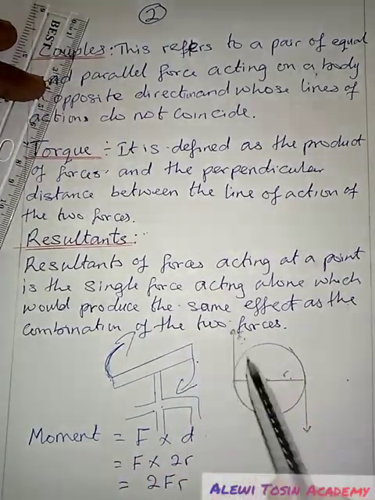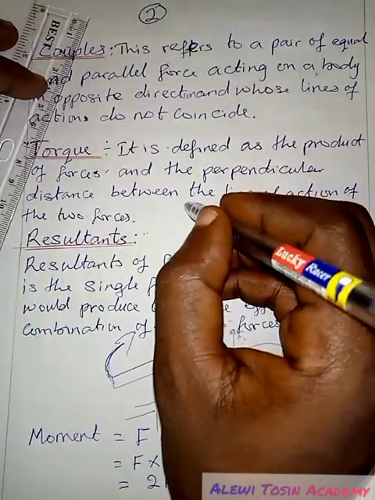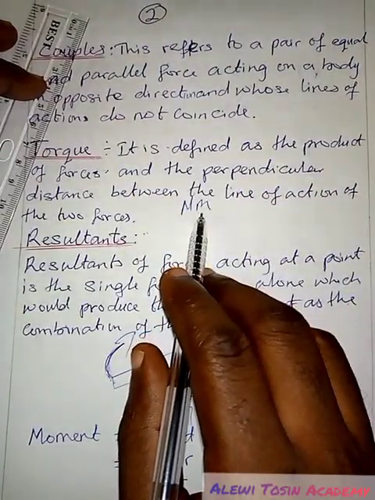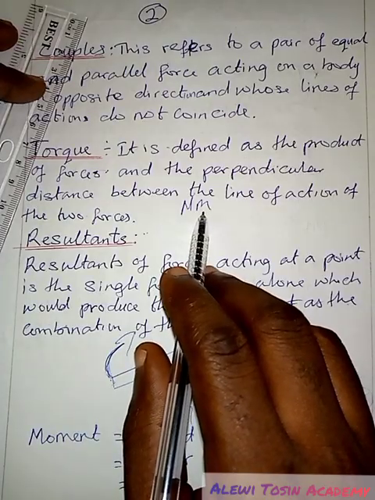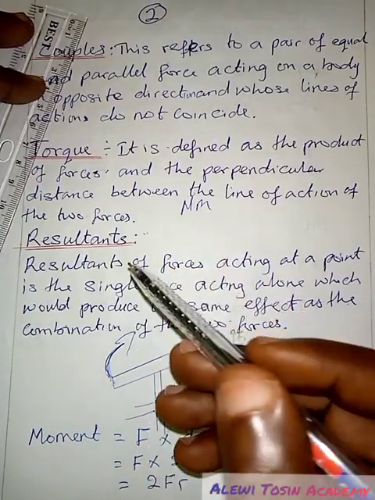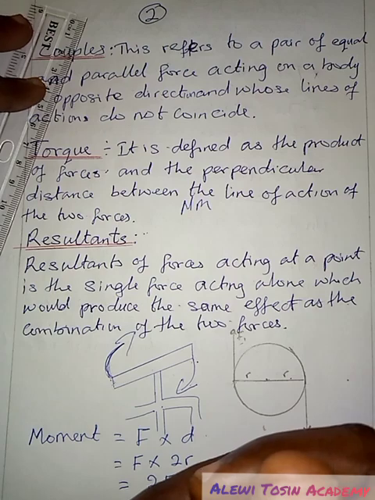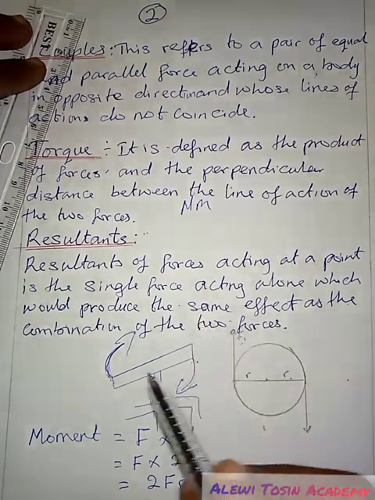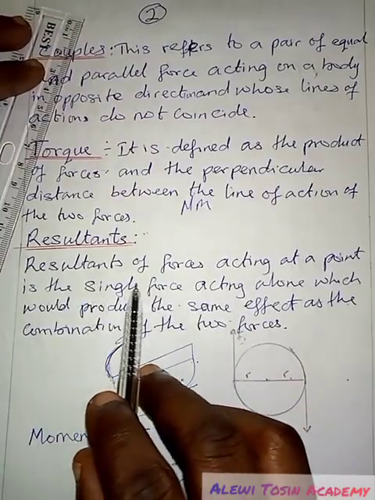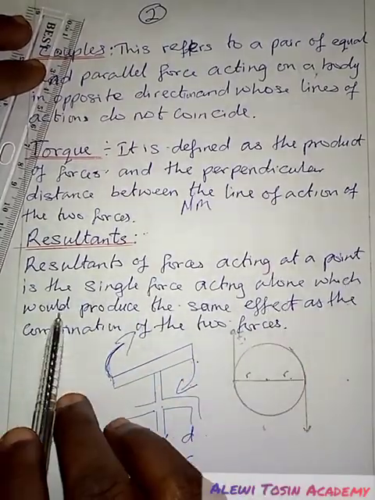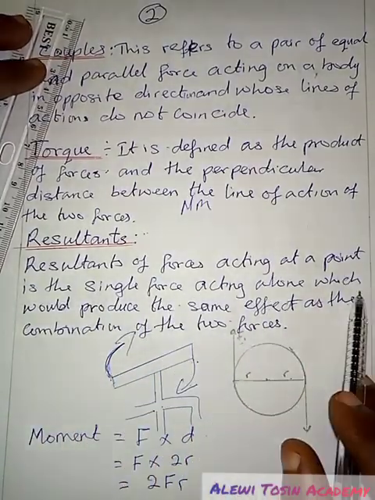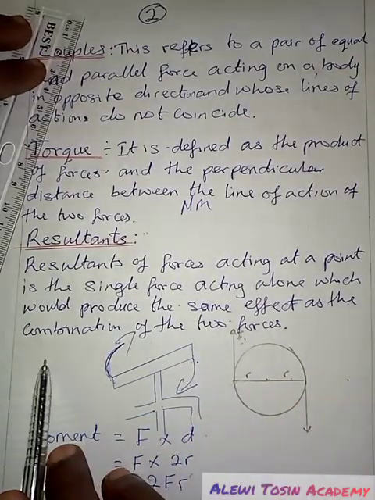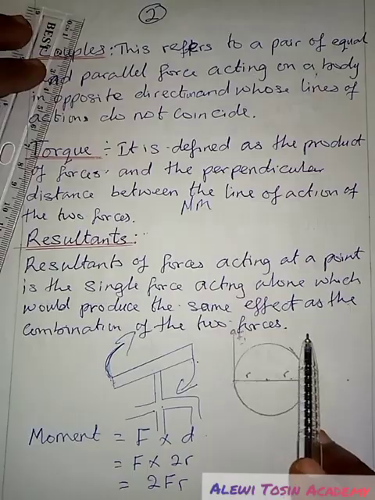And note, torque is also measured in Newton meter, and it is a vector quantity. A torque is a vector quantity, just the way a moment at a point is also a vector quantity. Now, what is the resultant? The resultant of forces acting at a point, we say it is a single force acting along which would produce the same effect as the combination of the two forces.